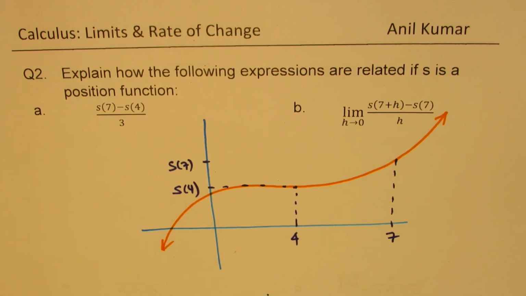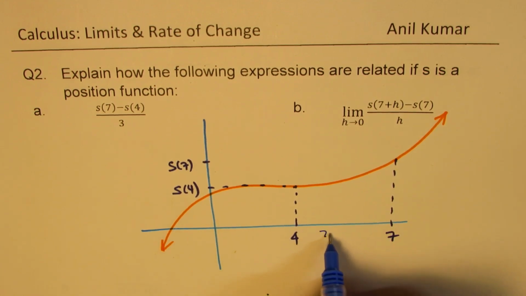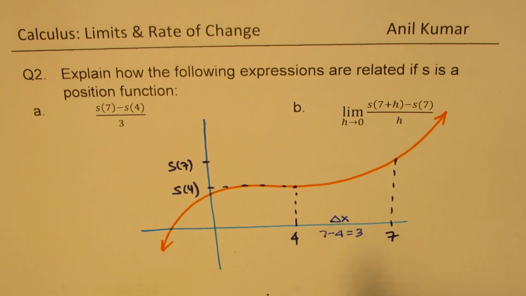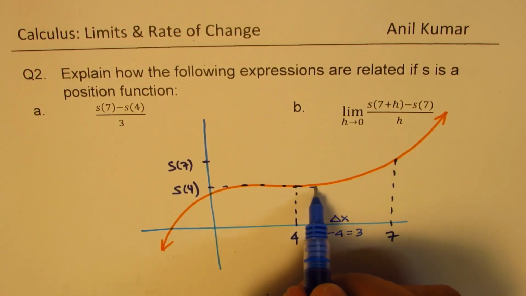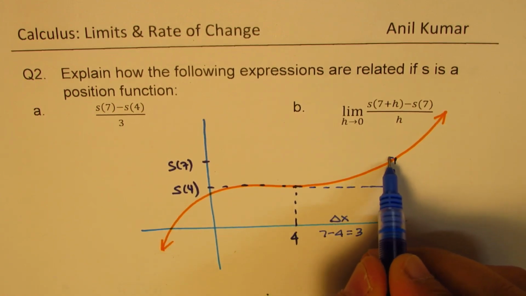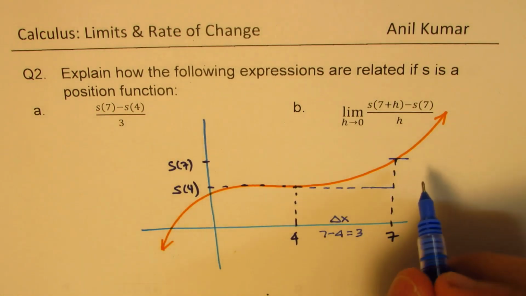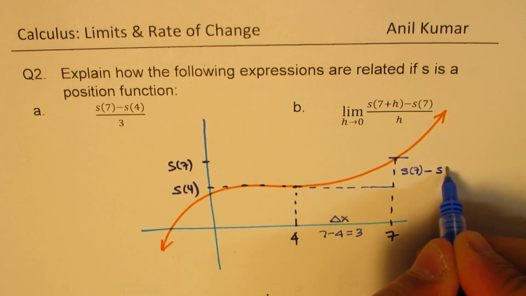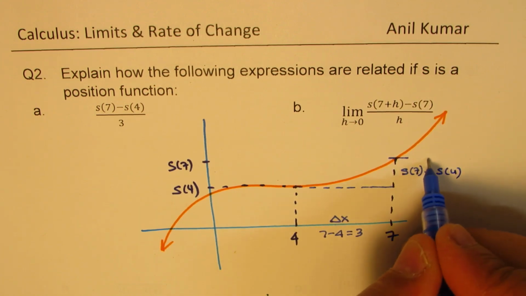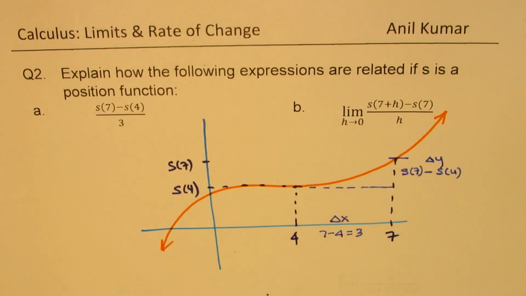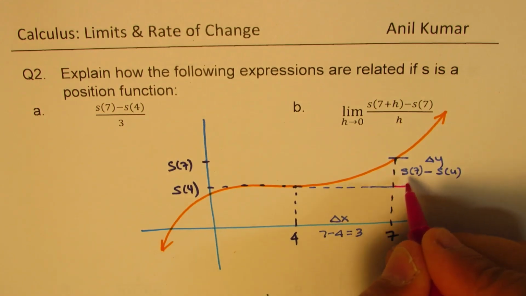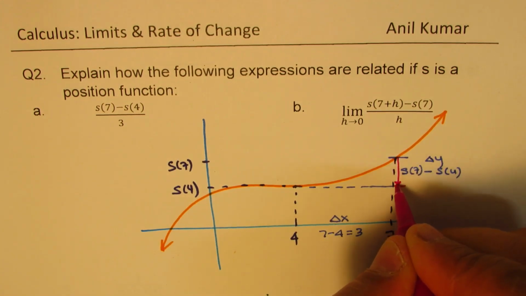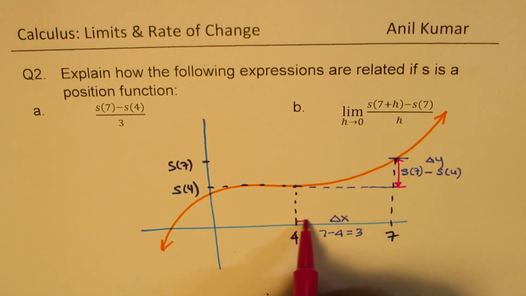Now as you can see here, the difference between these two values, 7 minus 4, is equal to 3, right? So that is delta x. Now when we are saying S of 7 minus S of 4, that is this place, we are talking about delta y, right? Which is this much. And that is delta x.